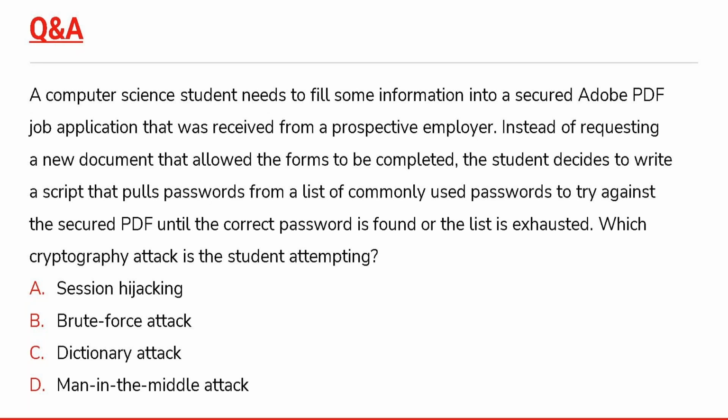So for that, guys, as we were previously talking about, we were talking about the brute force, we were talking about the dictionary based attack. In the dictionary based attack, the attacker will be having a list of credentials, a file with lots of passwords, and he will be using that dictionary file until he is able to find the correct password, or the list is fully exhausted. So the correct answer for that is the dictionary based attack, option C.